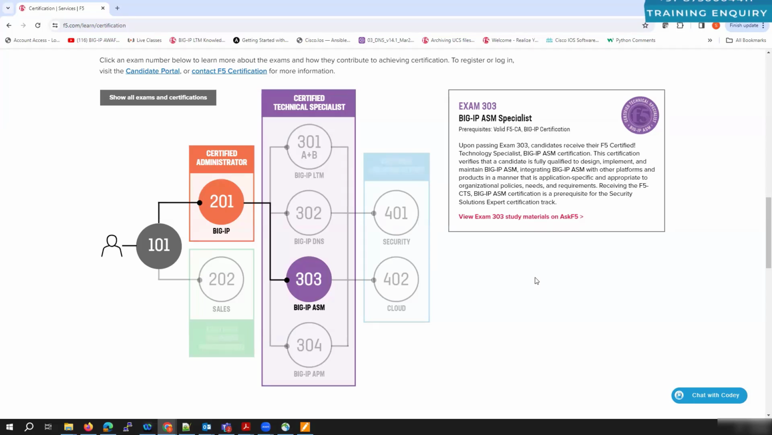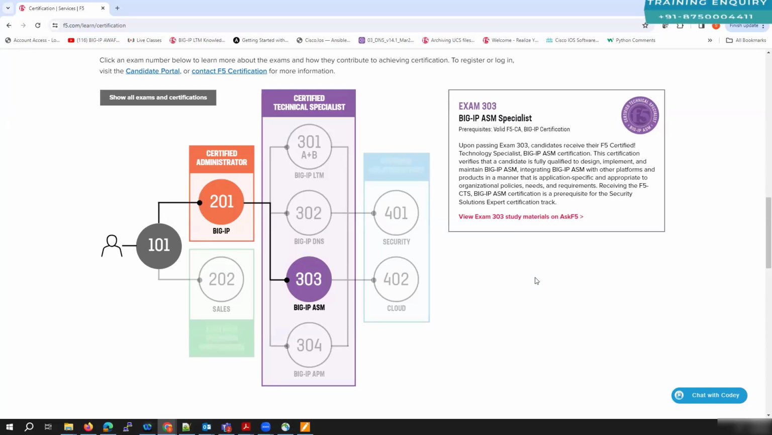Even if in future we start ASM and APM, it's me only who will be preparing and delivering that training. I have working experience with ASM and APM, but the point is that we do not get that many people inquiring for those trainings. Ideally people are focusing more on LTM and DNS, and that's what we get as a business.